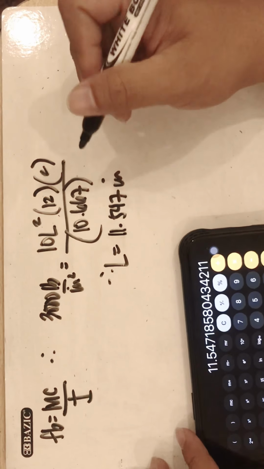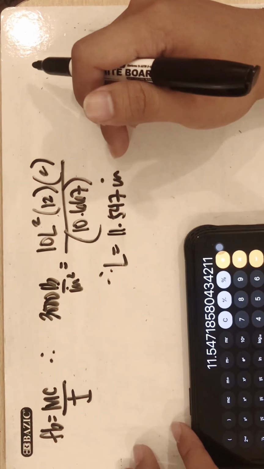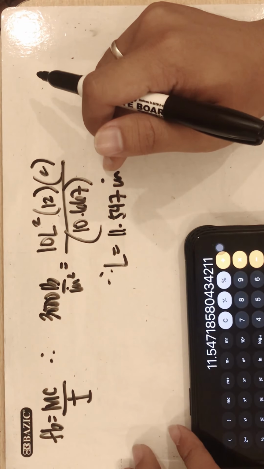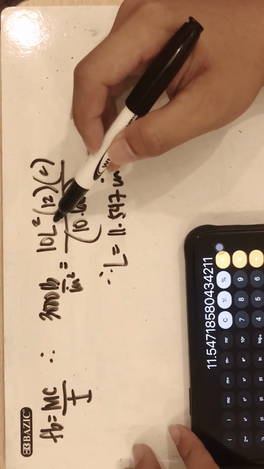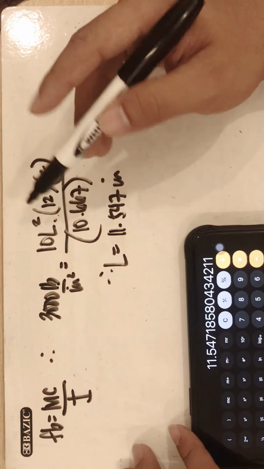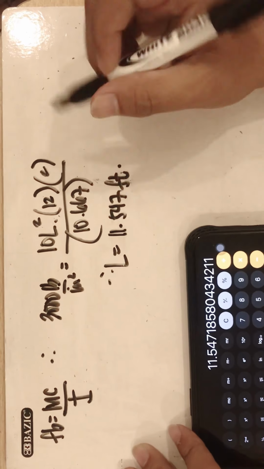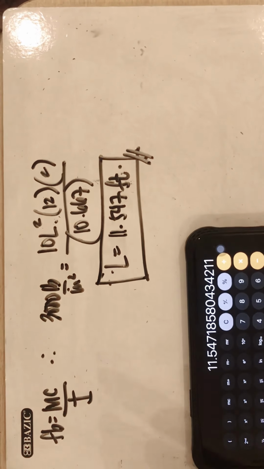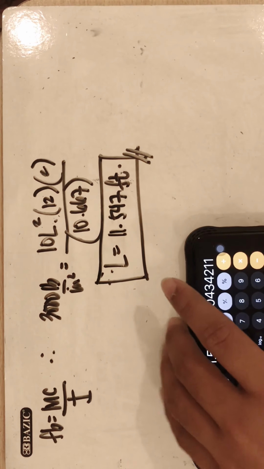The result is 11.547. Is it inches? Since we converted to inches, the result should be inverted back, so it should be in feet. So the answer is 11.547 feet. That's all for problem number 3.